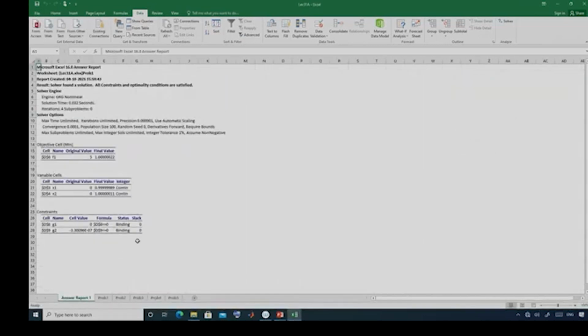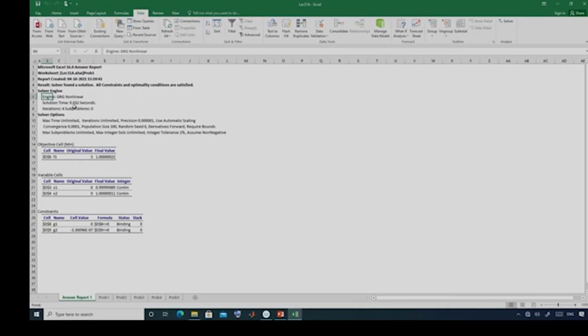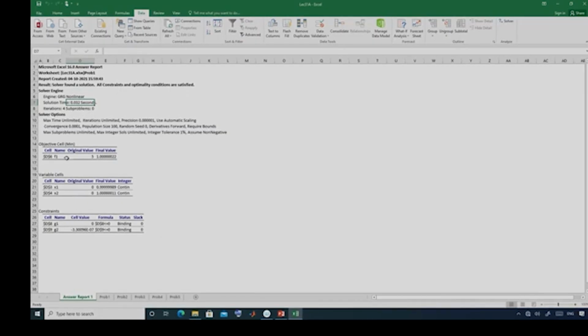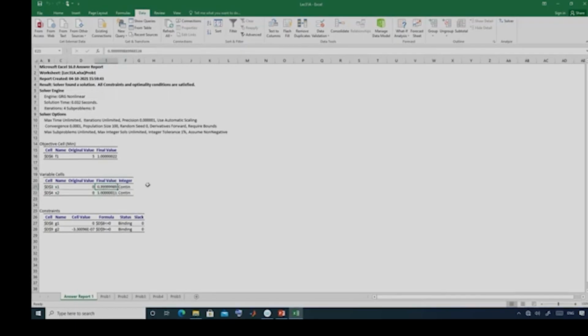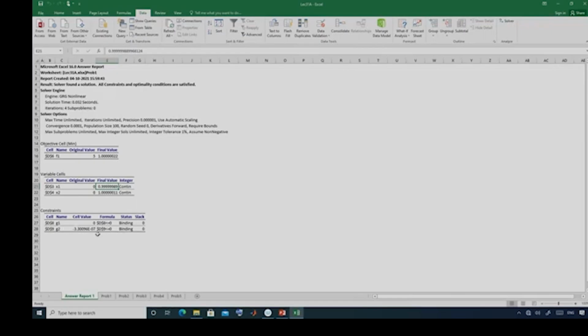So this is the answer report, and you can see here I have used GRG nonlinear. Solution time is 0.032 seconds, and there is some other data about this particular algorithm, and you can see the objective function value is 1, then x1 is equal to 1 and x2 is equal to 1. It is almost 1, here it is 0.999 and here it is 1.000011, something like that, and both the constraints are satisfied. Okay. So you can see that. This is the solution of this particular problem.